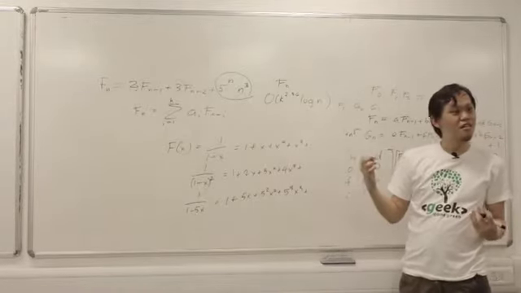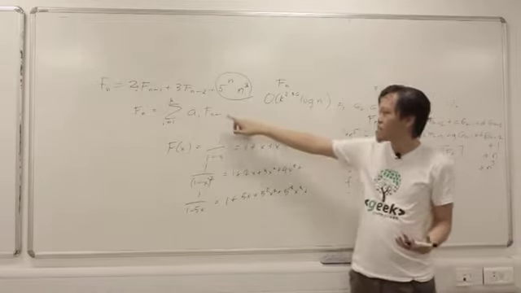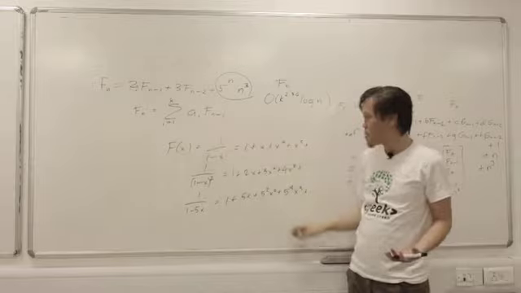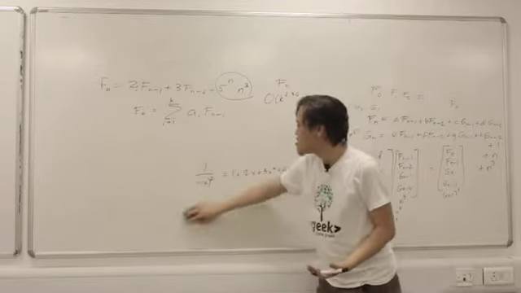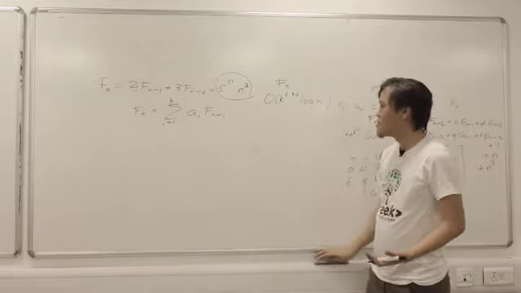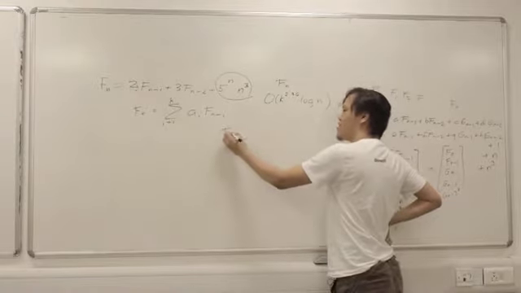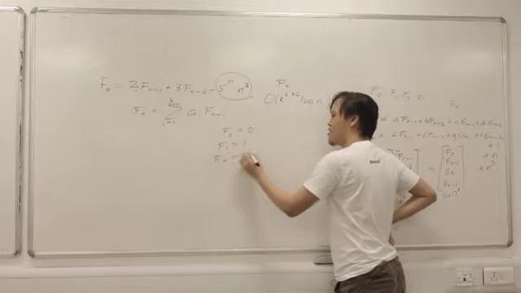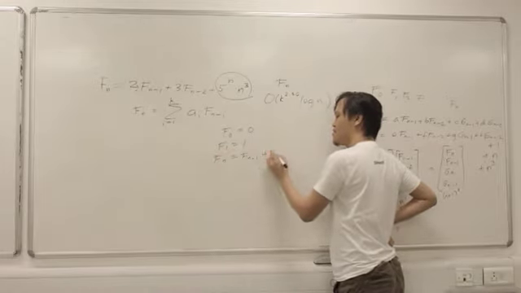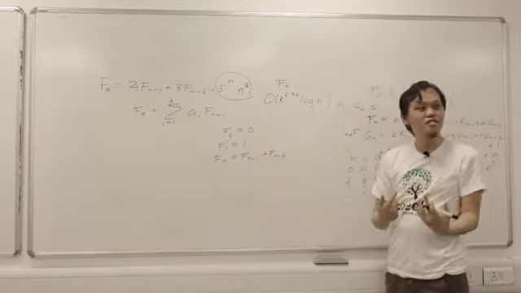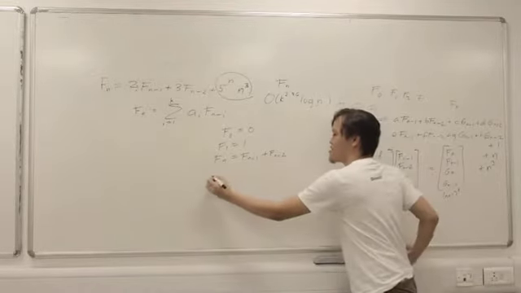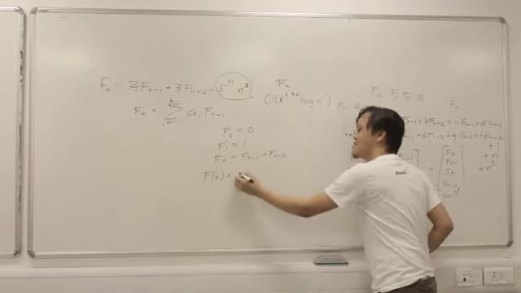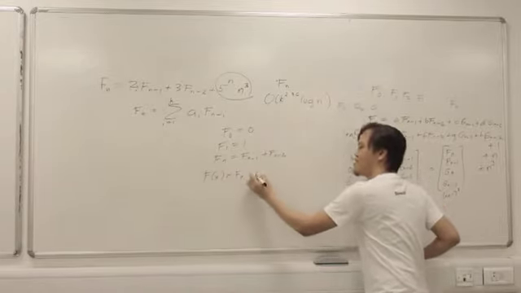In fact, our goal is to find a generating function for our recurrence. Let's start with the Fibonacci numbers. The Fibonacci numbers are defined this way. We want to find a function such that it is equal to this.